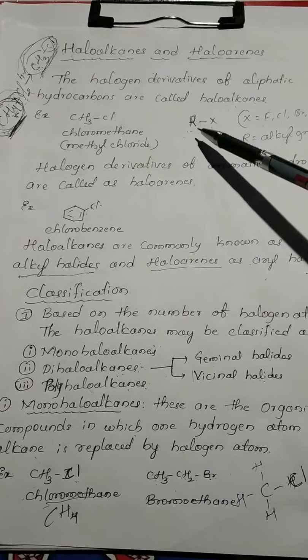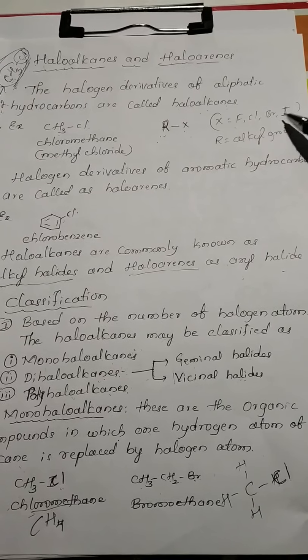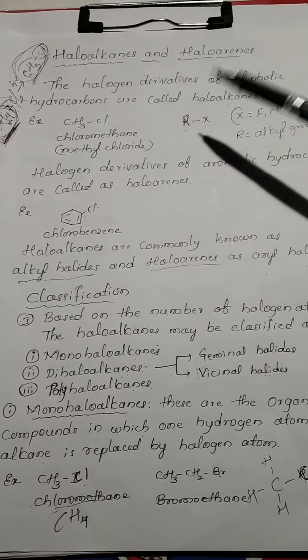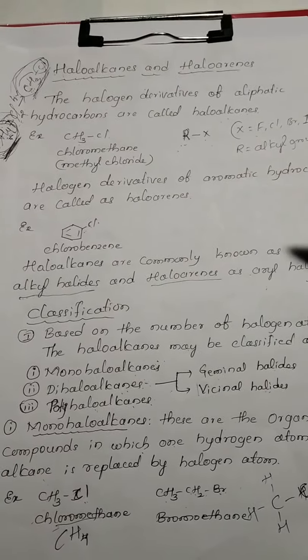See, the general formula of haloalkanes is RX. R may be any alkyl group, it may be methyl, ethyl, propyl, butyl, any alkyl group. X may be any halogen, it may be fluorine, chlorine, bromine, iodine. Okay. Next, haloarenes. Then what do you mean by haloarenes?